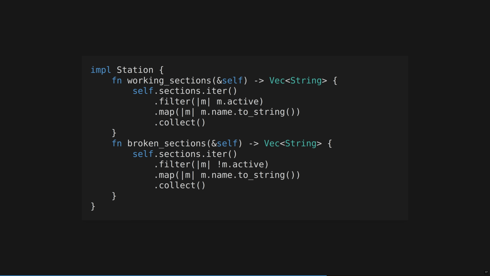Let's write two more helper methods that give us a vector of strings of working station sections and one of broken sections. Note that we can make as many impl blocks for Station as we like. They don't all have to be in the same place, though for organization you might like to refactor them into one spot. These two methods are quite similar to the last one, so we will continue.